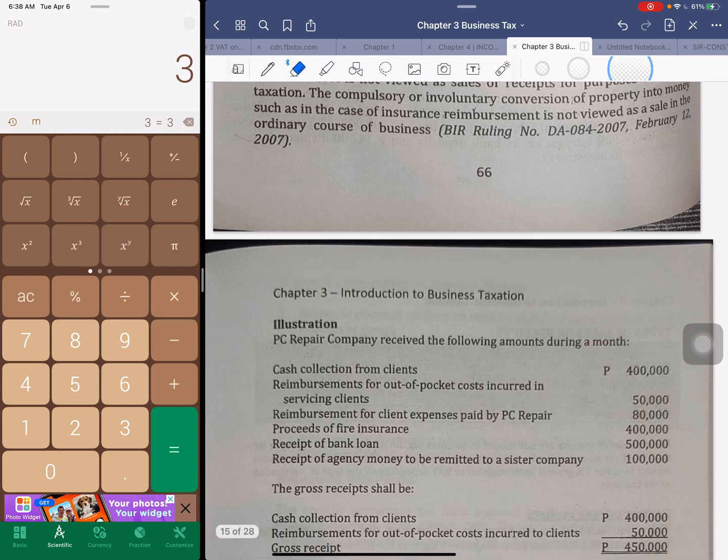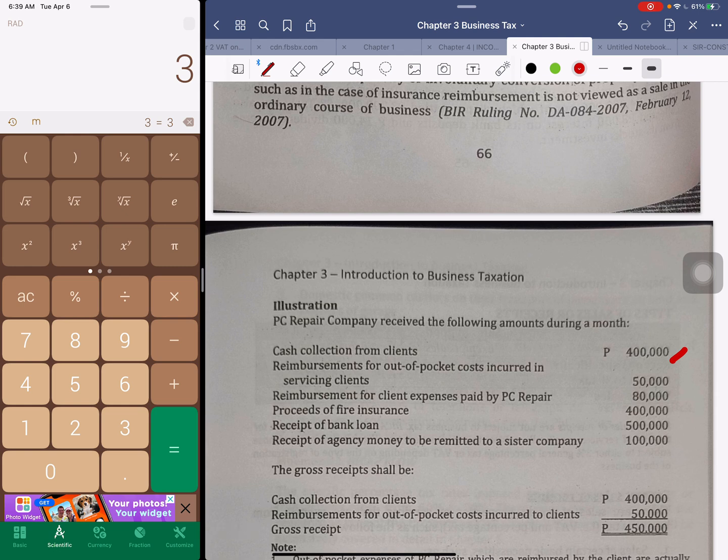So, illustration, PC repair company received the following amounts during the month. So, collection from clients, of course, automatic naman yun. Receipts yan, di ba? Reimbursement for out-of-pocket costs incurred in servicing clients, of course, di ba? Reimbursement, ibig sabihin, gumastos muna si seller, no? Then, after some time, syempre sisingilin niya na si customer. So, part siya ng ating receipt since part din siya nung parang sales na rin natin. Therefore, subject yan sa business tax, no?